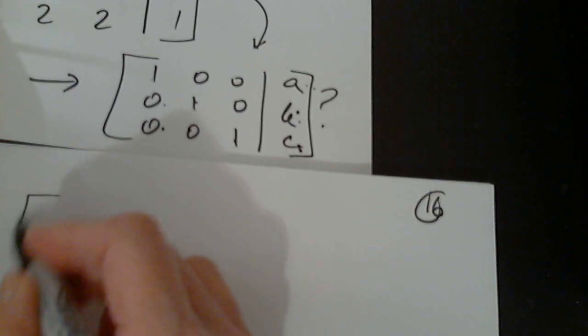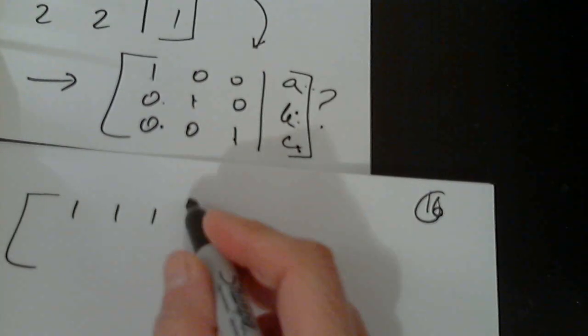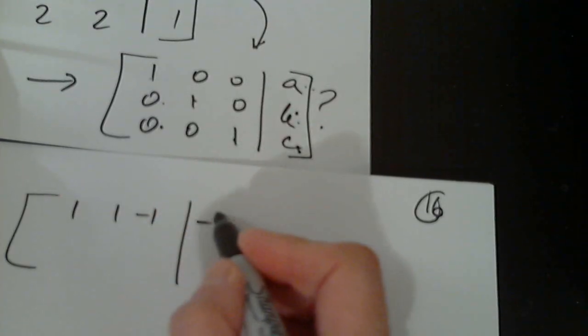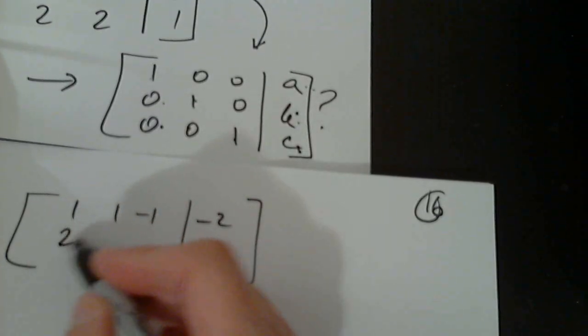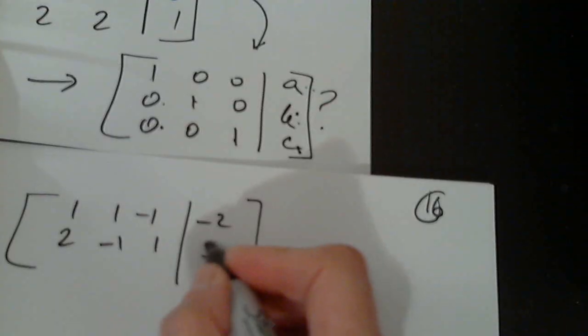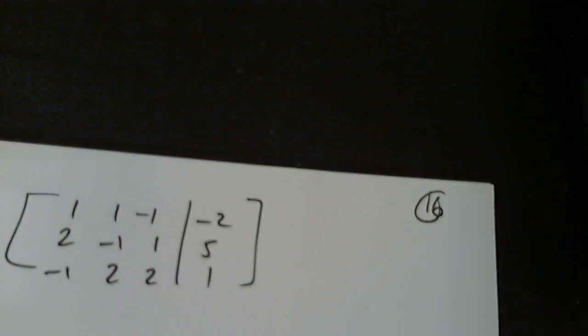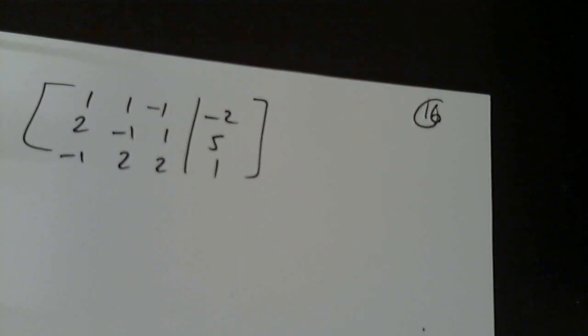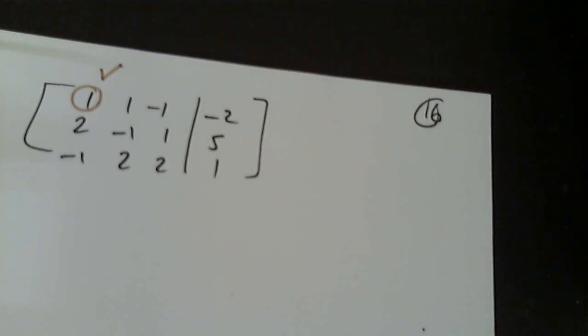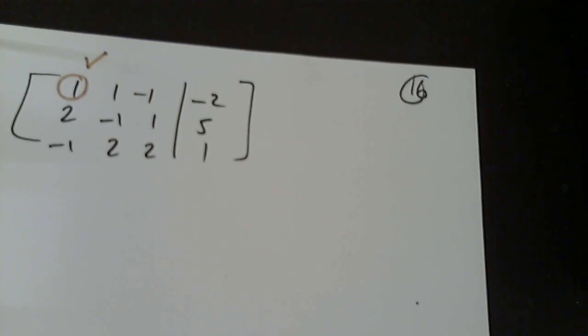So 1, 1, 1. No. Negative 1, negative 2. 2, negative 1, 1, 5. Negative 1, 2, 2, 1. Okay. Lucky me, I already obtained the 1. It was there from the beginning. Good.